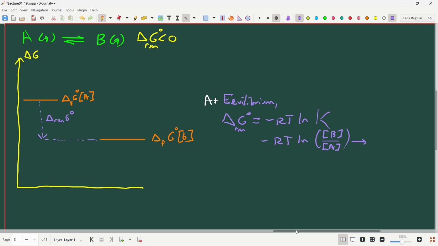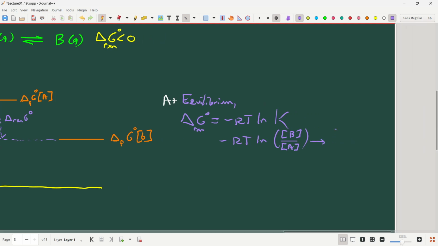And what does this say? We can take e to the both sides. It says that B over A is equal to e to the minus delta G reaction over RT. Again, this is where that exponential dependence comes from. Small changes in G lead to exponential changes in the ratio of products versus reactants.